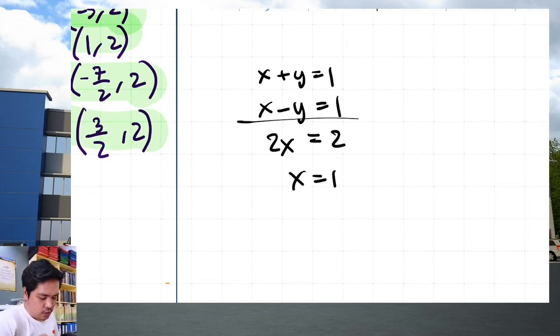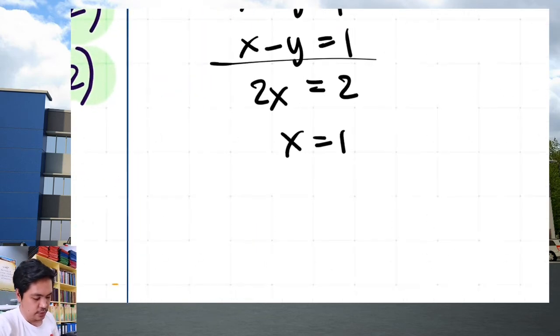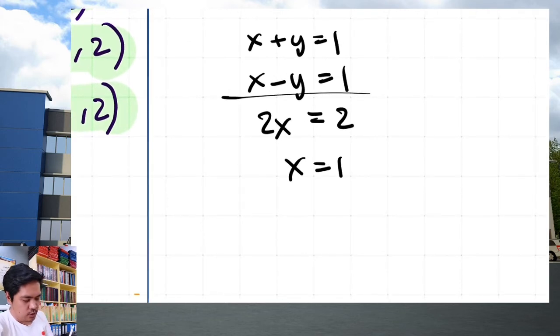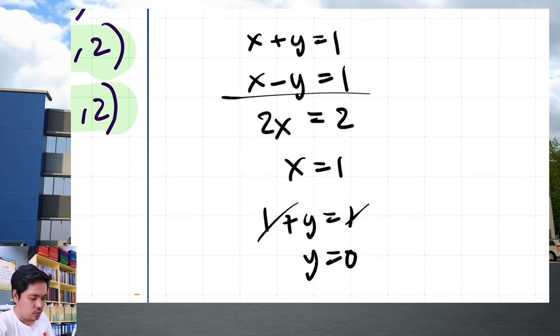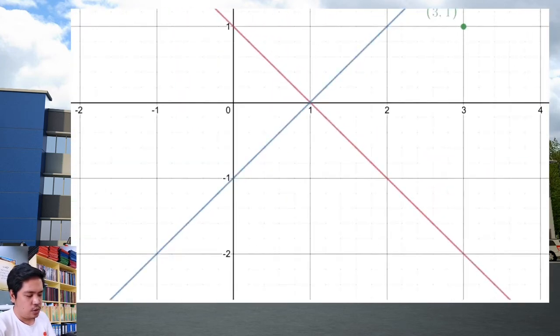So, when x is equal to 1, it follows, since we know that x plus y is equal to 1, so 1 plus y is equal to 1, cancel this out, so y is equal to 0. So, yun na yun. So, therefore, this point of intersection, let's use this one. Oh no, let's use this one. So, the point of intersection, which is our center, is at 1, 0.